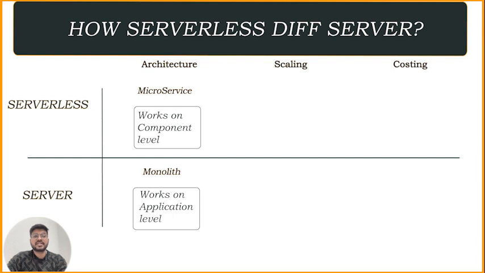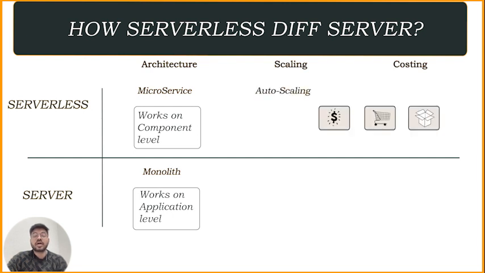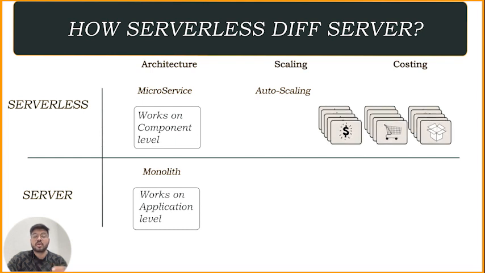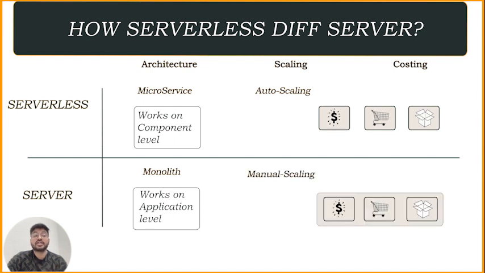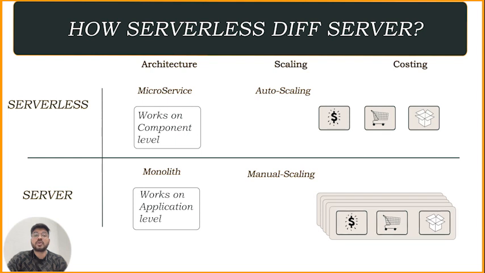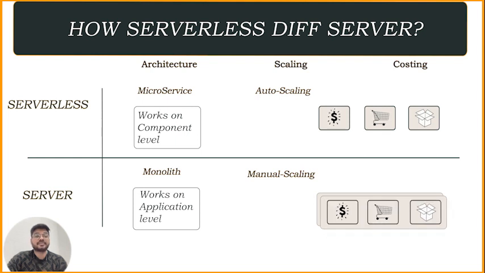In the case of serverless, the cloud provider will take care of the scaling. We don't have to worry about it. When the traffic goes up, the cloud provider will increase the instances of our application. When the traffic goes down, the cloud provider will decrease the instances of our application. On the other hand, in the case of servers, we have to do it manually with the help of Docker, Kubernetes, load balancer, and some other techniques.